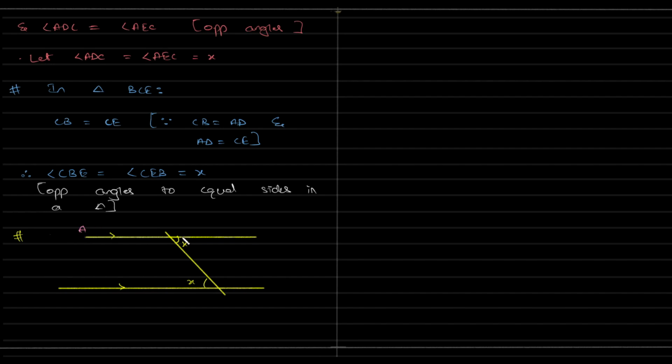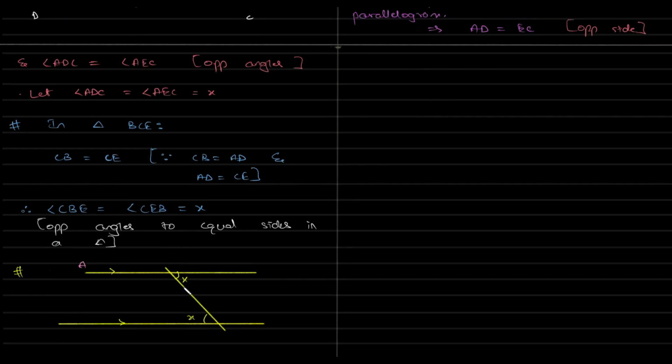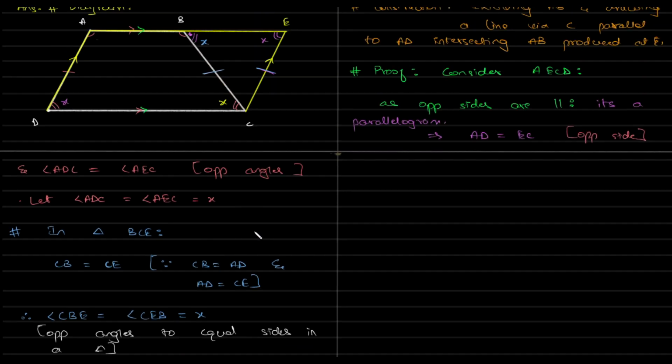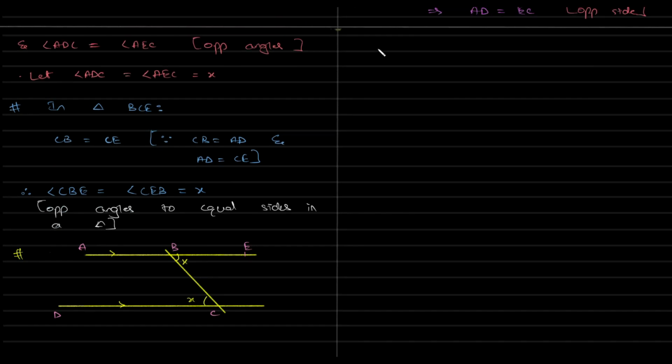So this is your A and this is your B, C and D. And this is my E, I guess, right? Yes. So we can tell EBC is equal to angle BCD, which is equal to x. Why? Alternate interior angles, as AE is parallel to DC.